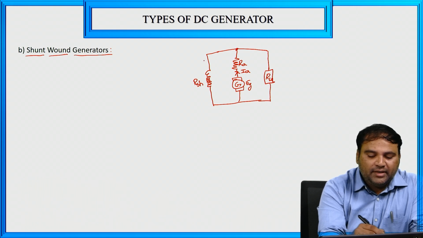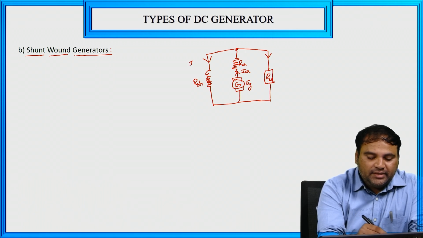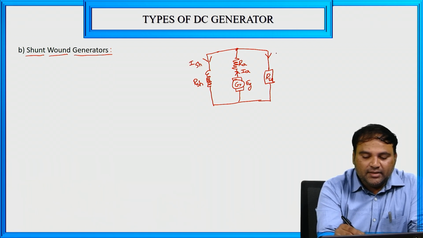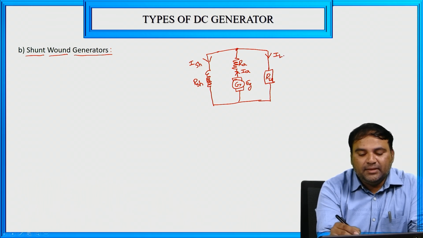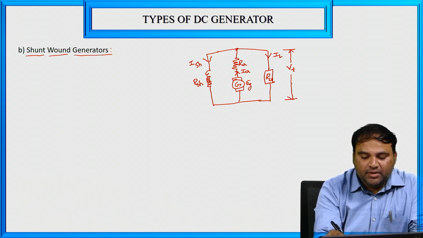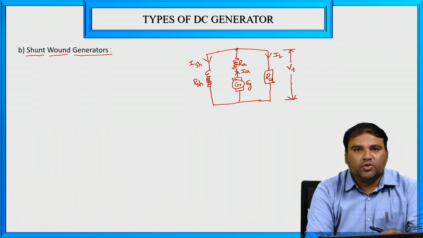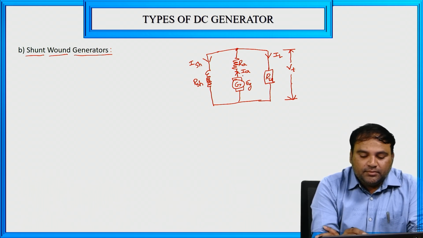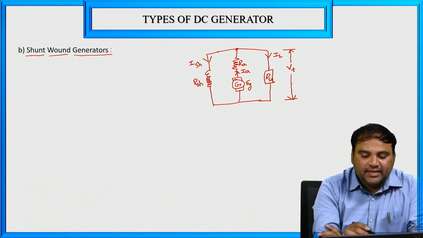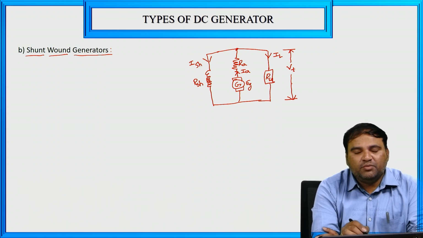From this node point, the current is dividing. Now the current through RSH is ISH. The current through RL is IL. Similarly, here we are having the voltage drop. It is Vt. The voltage drop across the load is Vt. Vt is nothing but the terminal voltage across the load resistor RL, right? So we are having the armature resistance, shunt field resistance and load resistance. These three are connected in parallel in the shunt wound DC generator.